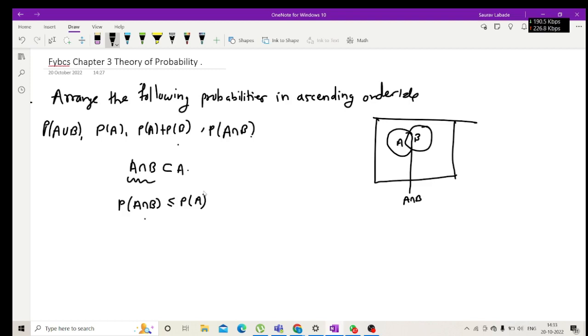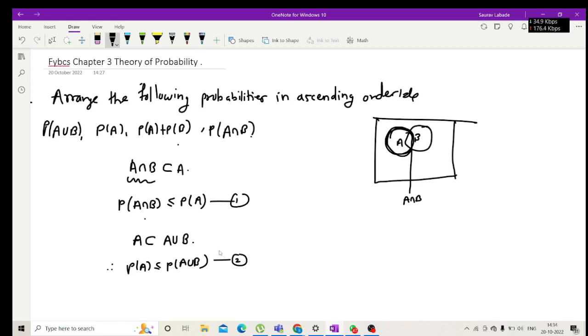Now I also know one more thing. This A set is also a subset of the union, A union B. A union B means the whole set, and A means just the set A. So I know that A is a subset of A union B. So definitely my probability of A will be less than or equal to the probability of A union B. Okay, that is the second point. So this is my first equation, this is my second equation.